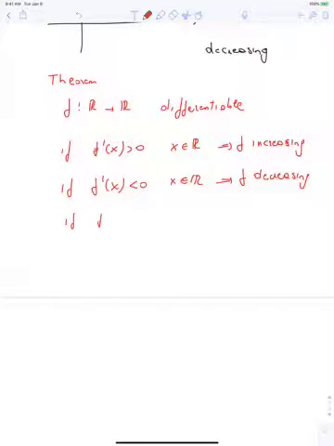And if f prime of x is equal to 0, then it means essentially that the function is flat. So it's not increasing nor decreasing.